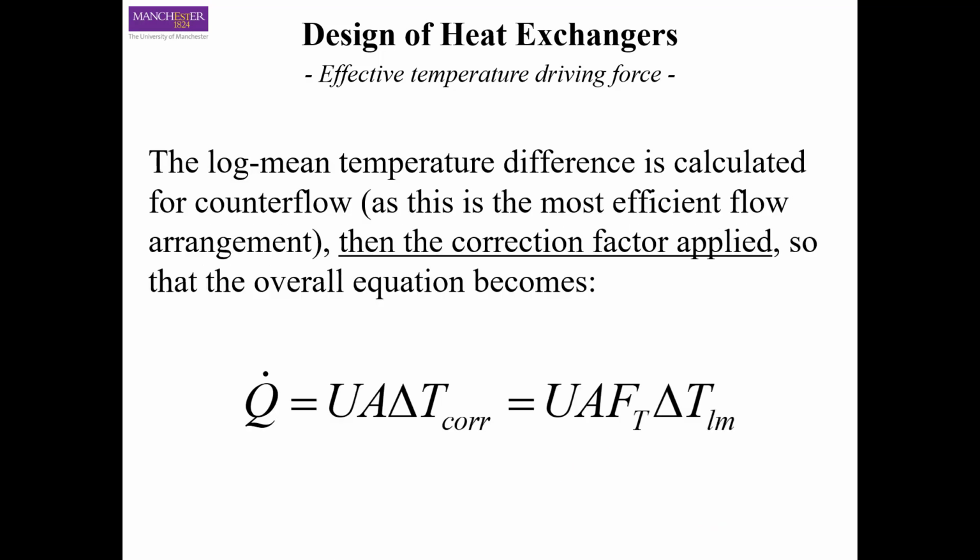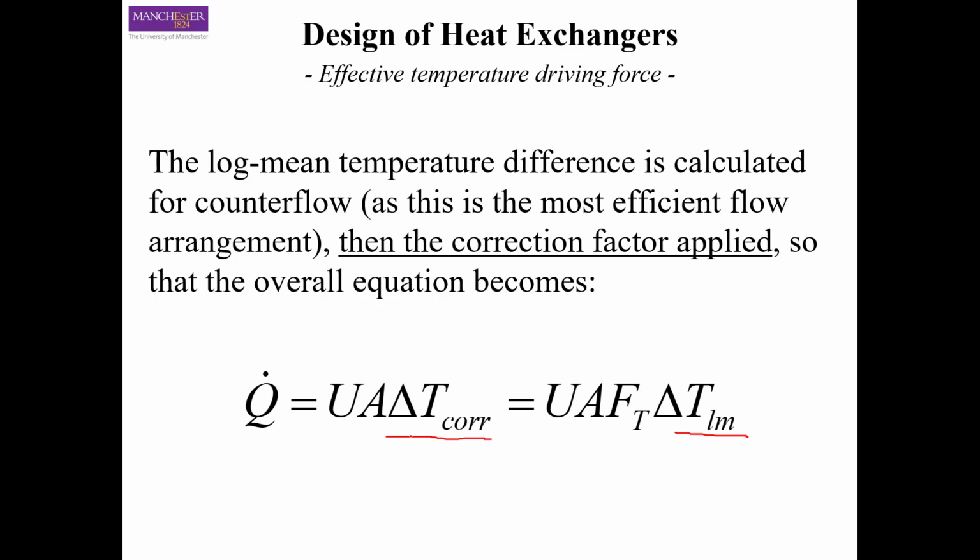So this is what I said in the previous slide. Let's say you have a very complicated configuration with 4 tube passes, and then Q is equal to UA delta T corrected. To calculate delta T corrected, first you have to calculate delta T LM, the log mean temperature difference, assuming that you are in a pure countercurrent and co-current situation. It means that you have only one tube and one shell pass. And then you multiply this LMTD with Ft, the correction factor, to get the actual delta T or the driving force of the heat exchanger.